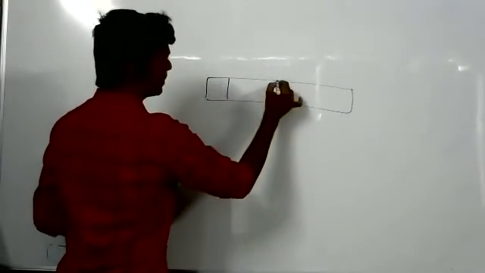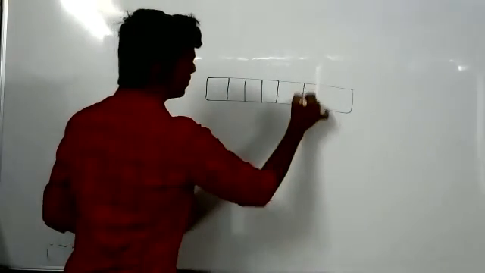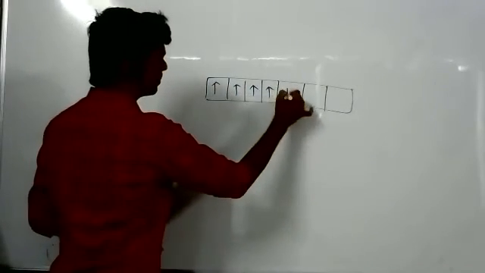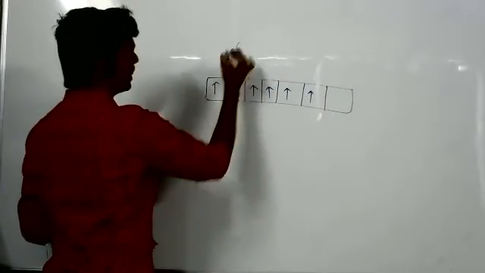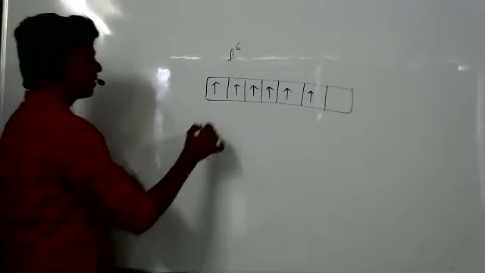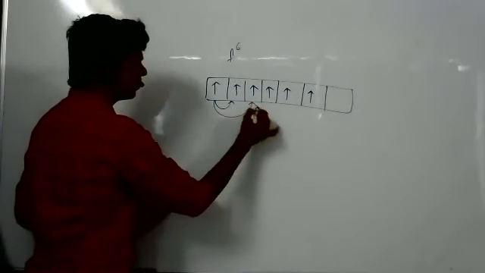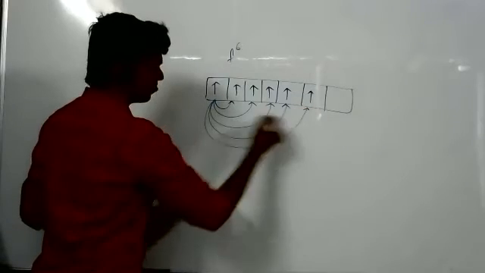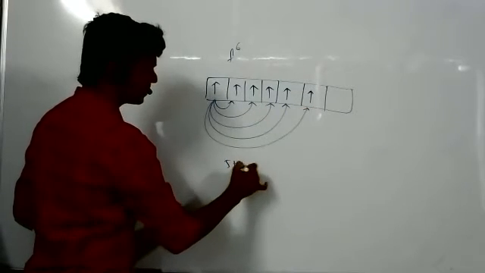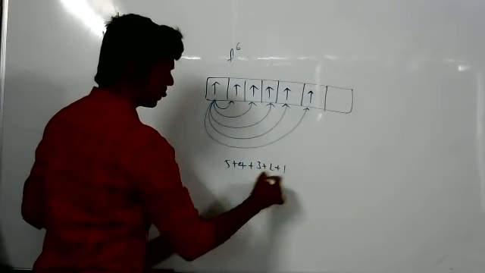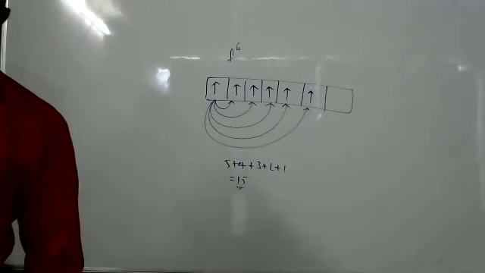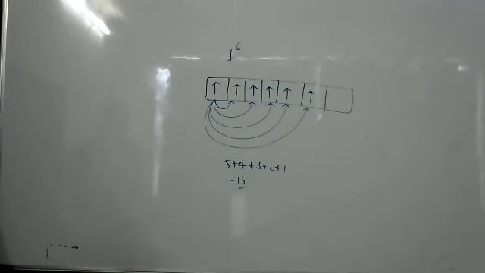The f subshell has 7 boxes, having only 6 electrons, f6. So how many exchanges are possible? 15. Yeah, 15. 5 plus 4 plus 3 plus 2 plus 1, so 15 possibilities are there. Option D is correct.